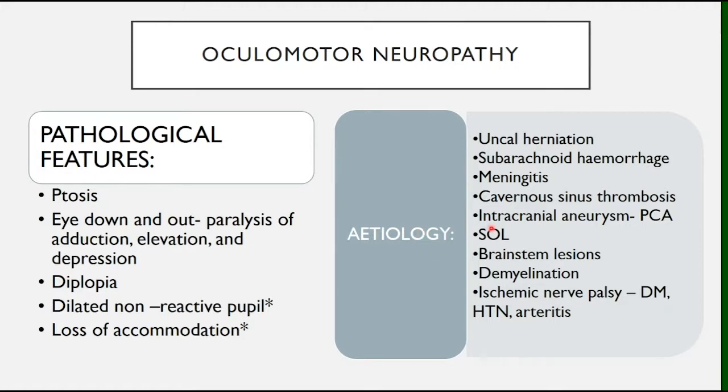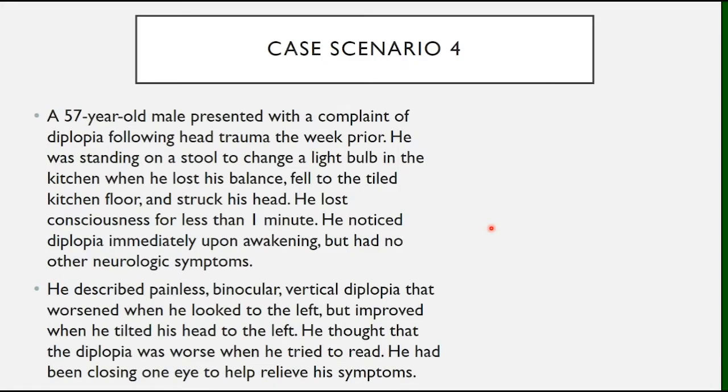So I think we have covered the pathological features. The etiology: with third nerve palsy, if a patient has raised ICP, we always check the pupil, because it's a sign of uncal herniation, because the nerve gets compressed. Subarachnoid hemorrhage is also one of the causes, because the nerve passes through the subarachnoid space. Meningitis, I think it's one of the most commonly affected nerves. It passes through the cavernous sinus, so cavernous sinus thrombosis. PCom aneurysms, SOLs, brainstem lesions. I mean, the list is long. I think we can move on to the next scenario. You can read through the causes in your own time.